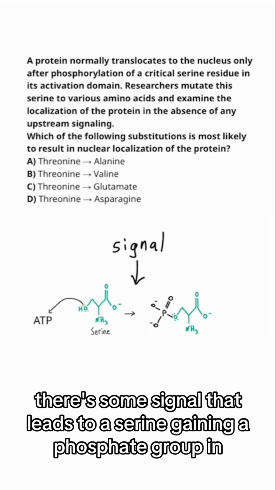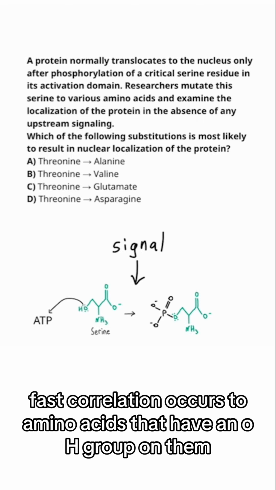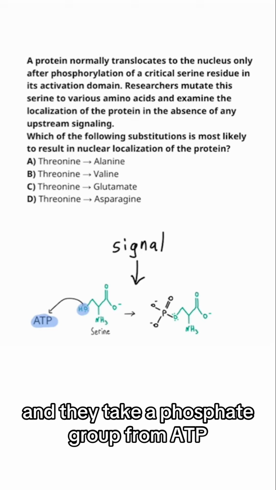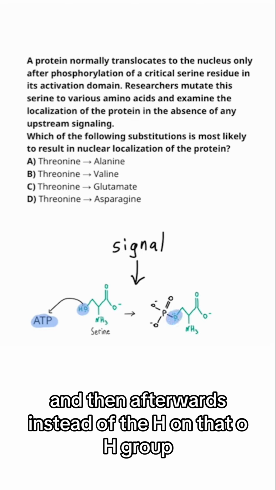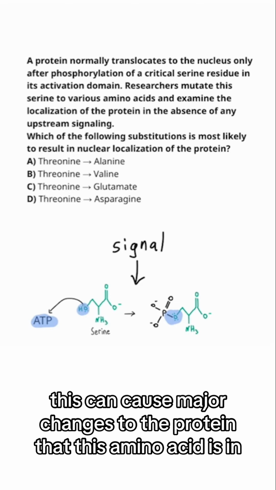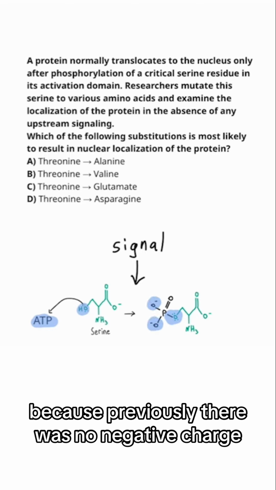So in this situation, there's some signal that leads to a serine gaining a phosphate group. And phosphorylation occurs to amino acids that have an OH group on them, and they take a phosphate group from ATP, and then afterwards, instead of the H on that OH group, we have a phosphate. This can cause major changes to the protein that this amino acid is in, because previously there was no negative charge, but now there is.